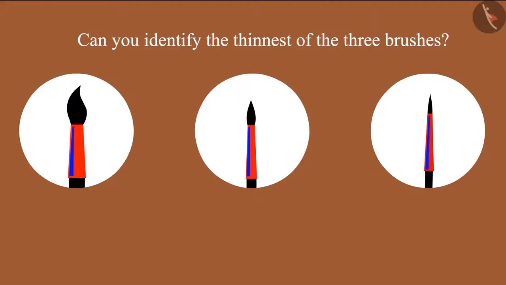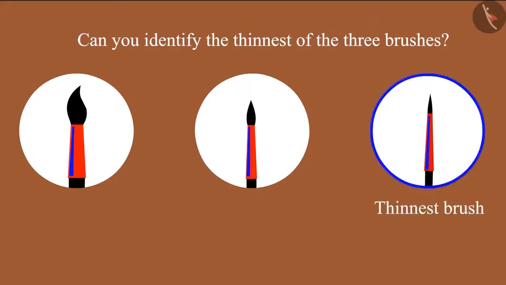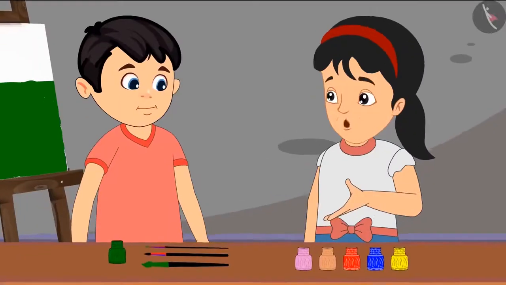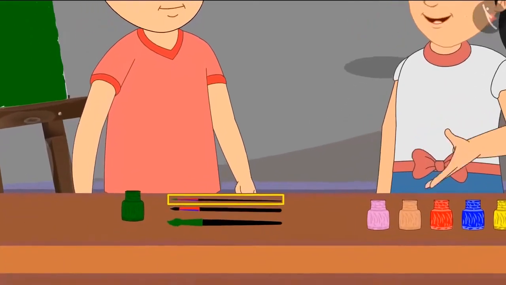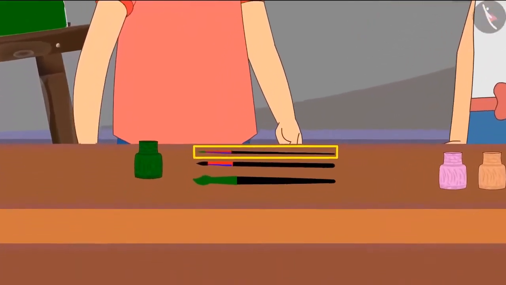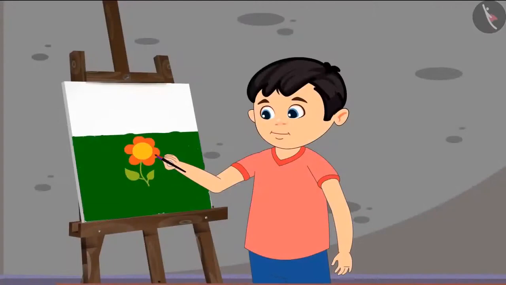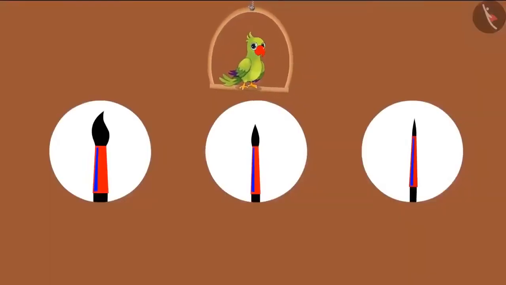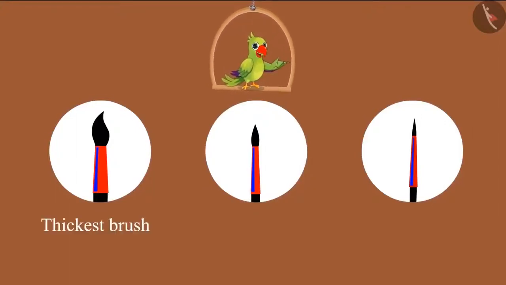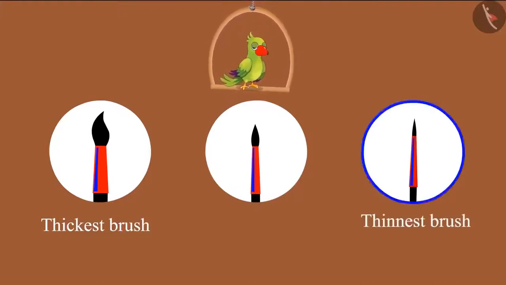You are absolutely right, children. This is the thinnest brush. Here it is, Chotu, the thinnest brush. Chotu finishes his painting quickly. So children, did you see that Chotu used the thickest brush to paint the green field and the thinnest brush to paint the plant.